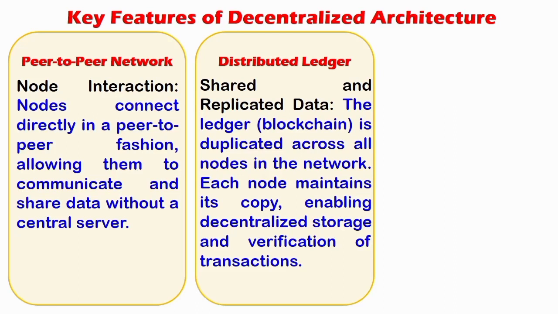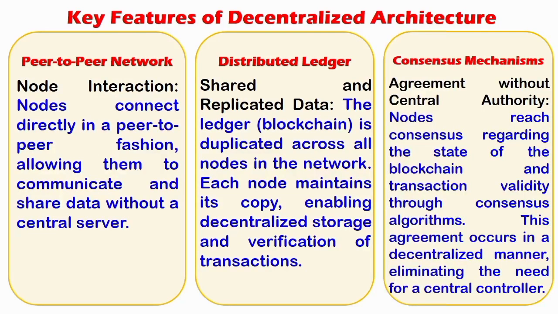That is, the ledger or the record of transactions, that is, the blockchain, is like a book every member has. Each node keeps a copy, spreading it across the network. This duplication allows decentralized storage and verification of transactions, like having multiple copies of the same book for accuracy. Okay?